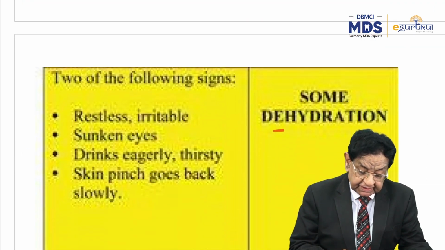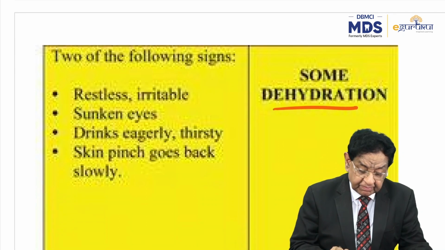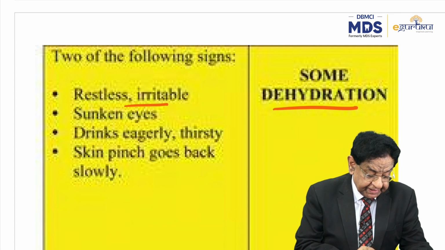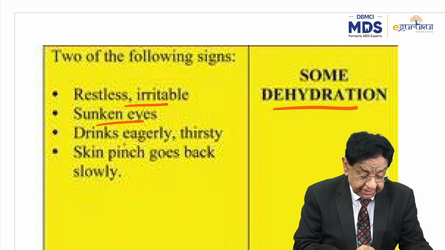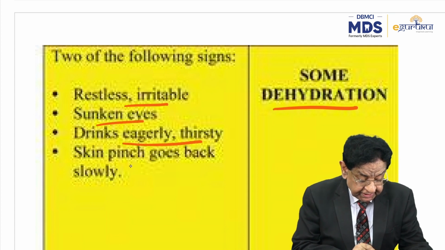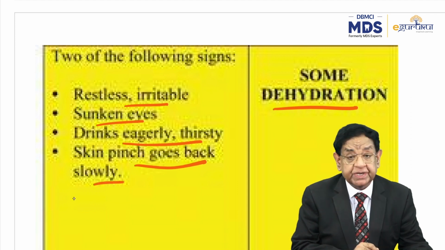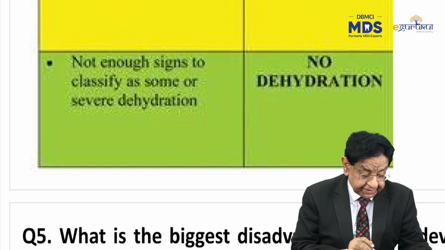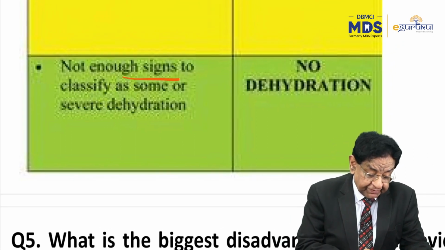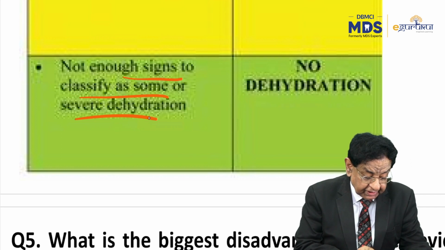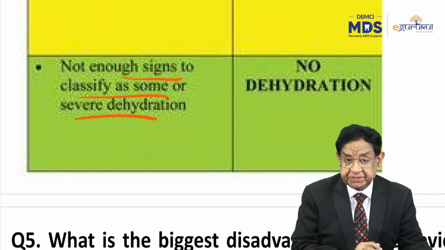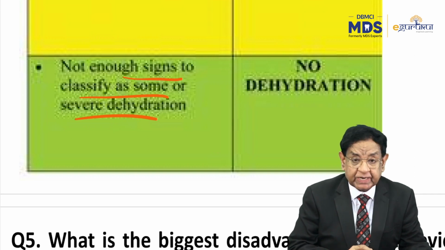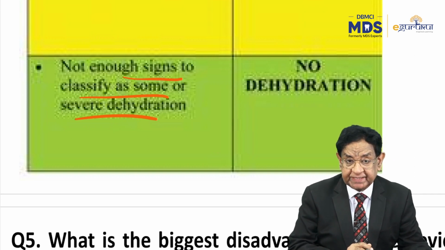Now, some or moderate dehydration: restless, irritable, sunken eyes, drinking eagerly or thirsty, skin pinch goes slowly. And no dehydration: not enough signs to classify as some or severe dehydration. Okay. So now you are clear about why the answer is puffy eyes.